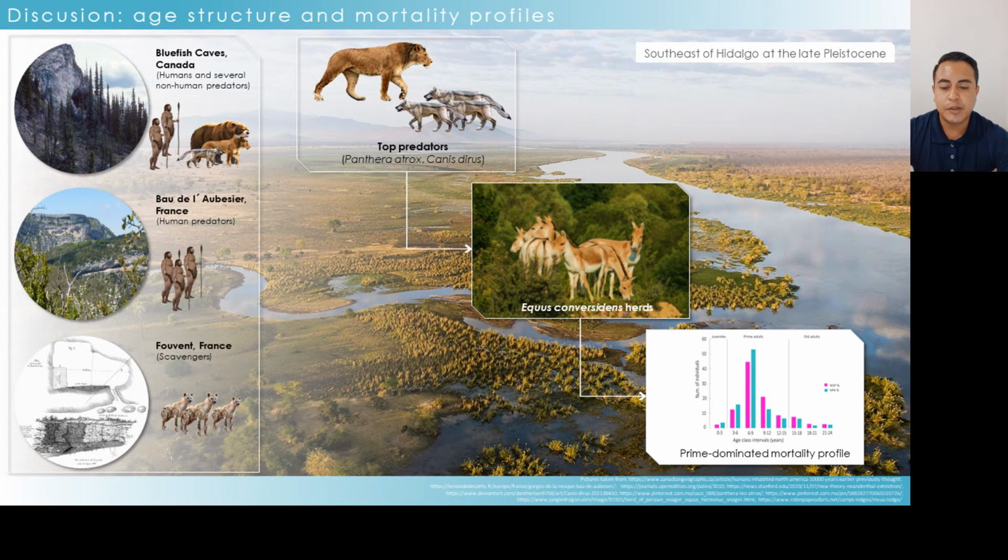The Equus conversidens sample from Hidalgo does not show direct or indirect evidence of humans in the study area. However, the fossil remains were associated with large predators like the dire wolf Canis dirus and the American lion Panthera atrox, which suggests that the mortality profile of Equus conversidens was the result of the activity of these predators.